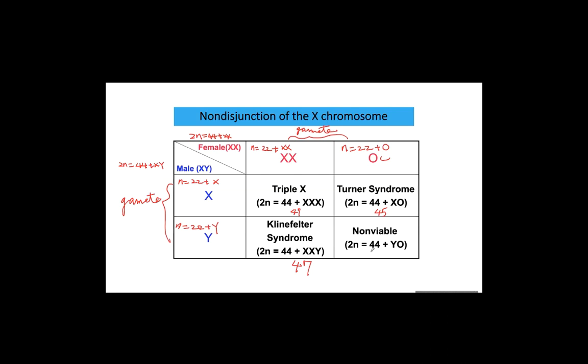Then 45 chromosomes is really hard to survive, except in Turner syndrome. If the human zygote has 45 chromosomes, it's really fatal. But in the case of 47 chromosomes, it's more than 46 chromosomes. So you might think that more might be better. That's not true. They have one more chromosome, but that gives some kind of disorder. We will study that.